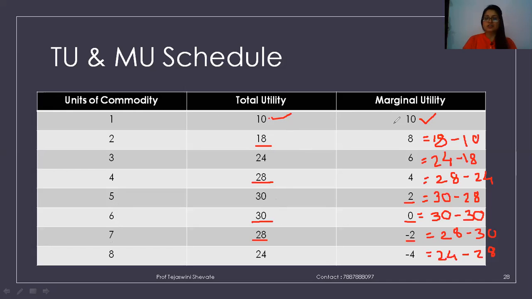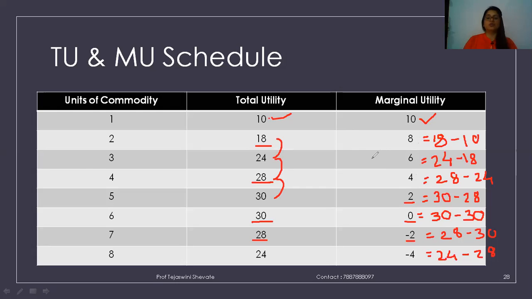And the marginal utility derived from the second commodity, how do you calculate it? 18 minus 10. Right? So you keep calculating the marginal utilities with the difference of the total utility of the particular level and the previous level. So you always need to subtract this way, subtract this way, subtract this way. So you will keep on getting your marginal utilities.